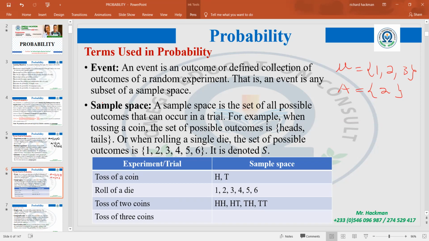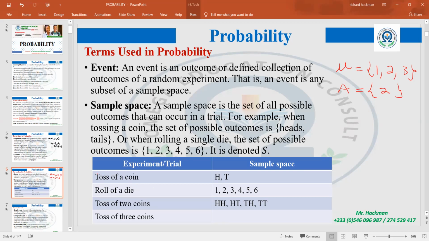So in sets, your overall, bigger set will be the universal set. However, in probability, your bigger set will be what? Hello, in probability, what will be your bigger set? The sample space. The sample space, as simple as that. So here we have experiments and their corresponding sample spaces.